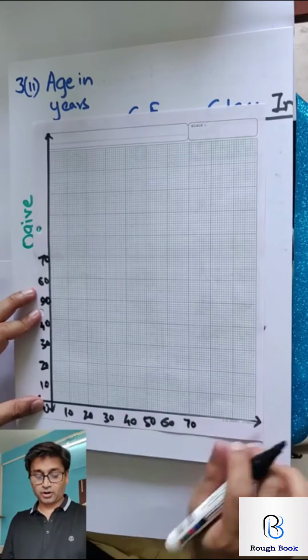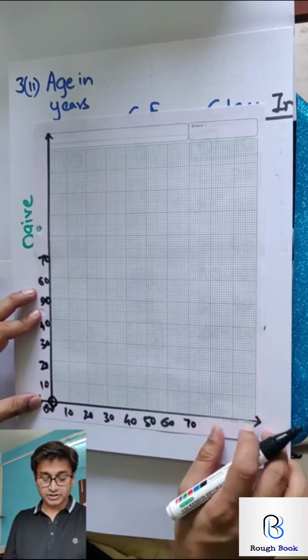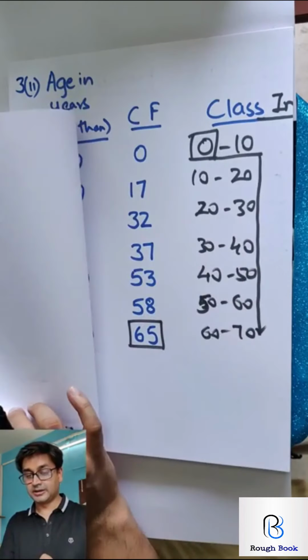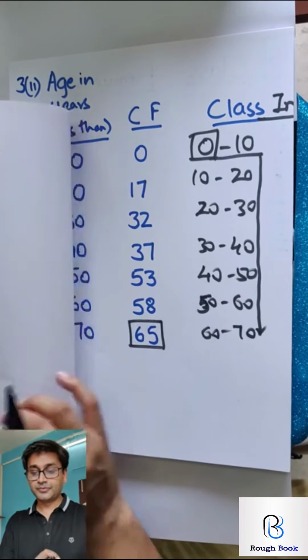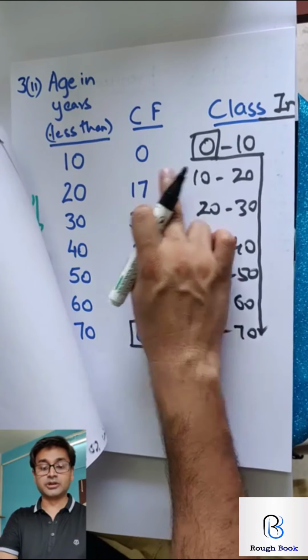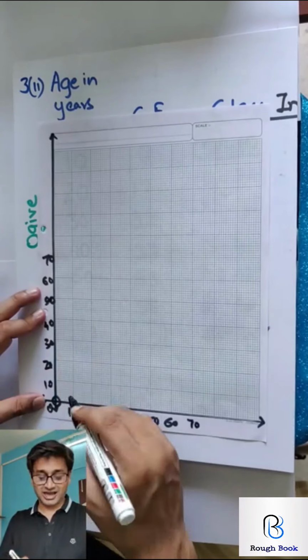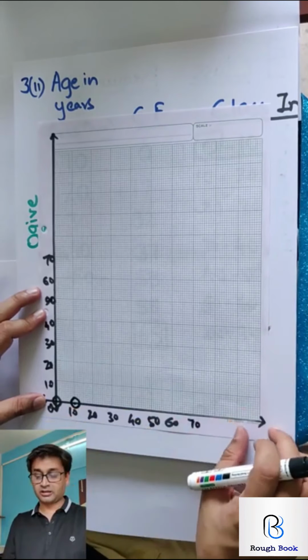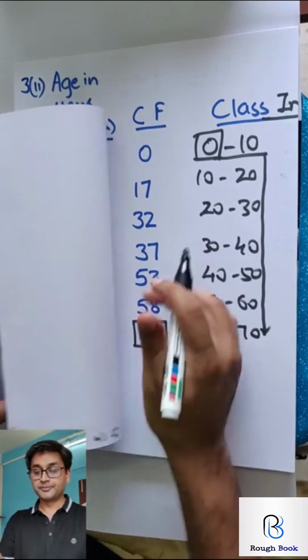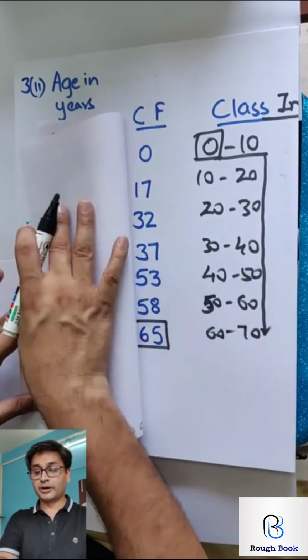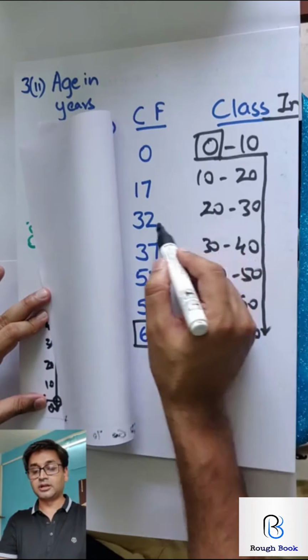65. Now let's plot 0 with 0 because 0 is the first number that we are looking at. The next is 17. So on 10 also is 0. Can you see? 0 is 0 but 10 also is 0. That's a catch. So here also 0, so nothing to be plotted here. Further, now look at the upper limit. 20 will be 17, 30 will be 32.